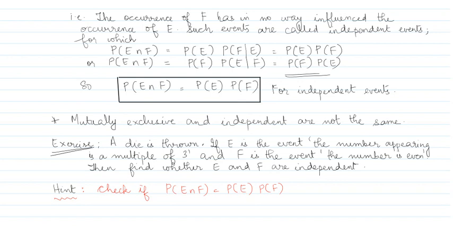So here I have an exercise for you. A die is thrown. If E is the event, the number appearing is a multiple of 3, and F is the event, the number is even, then find whether E and F are independent. And the hint is nothing else but just check if P of E intersection F is P of E times P of F. Okay.